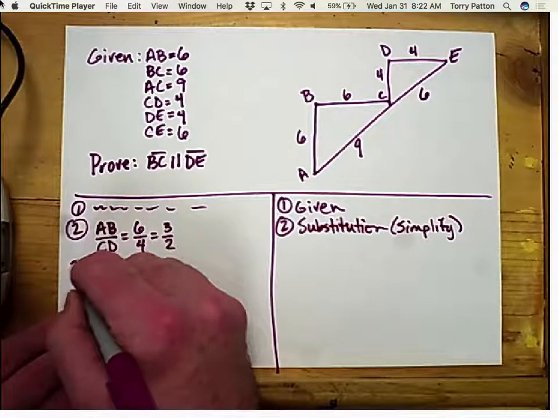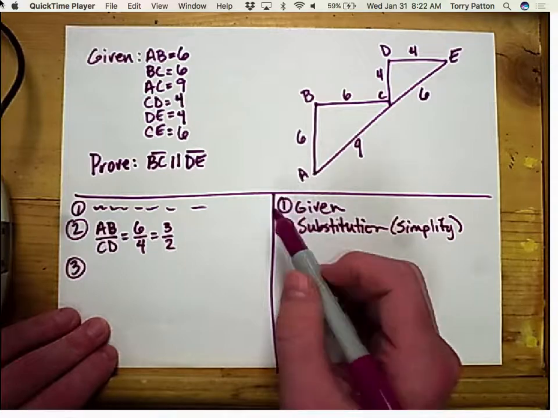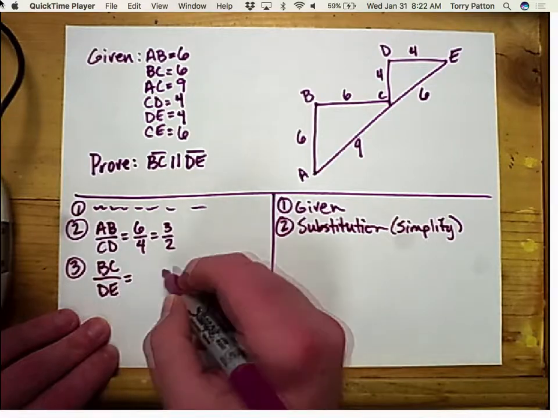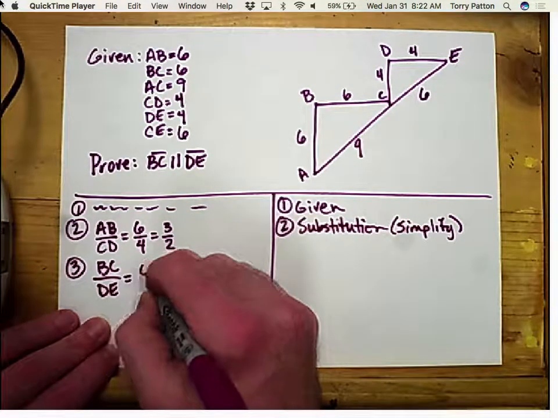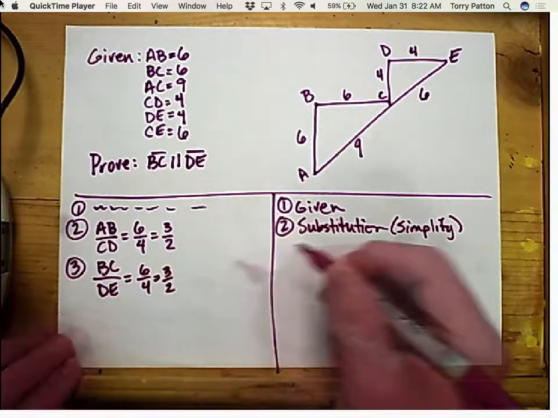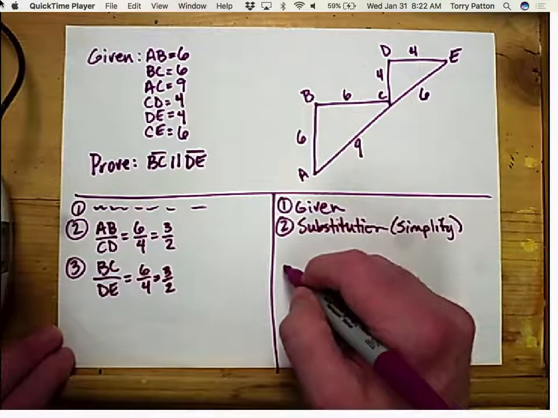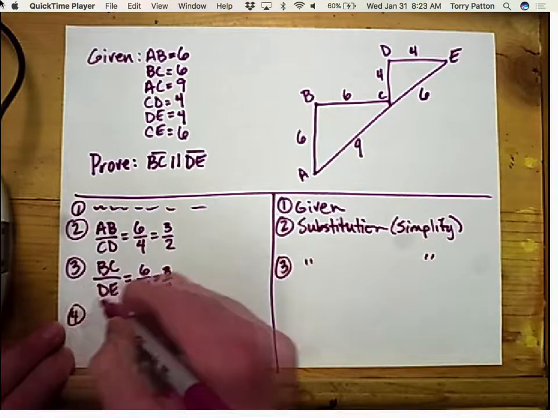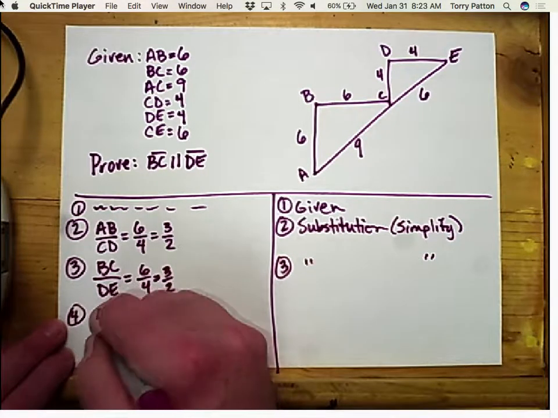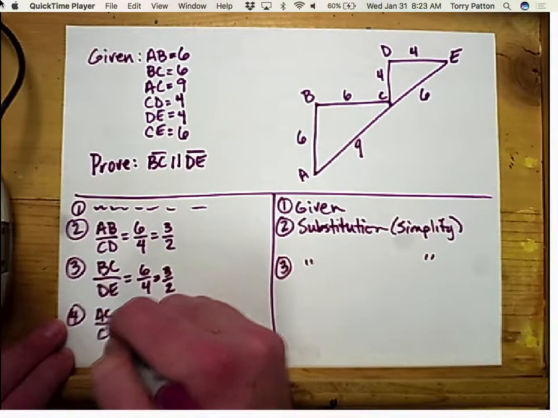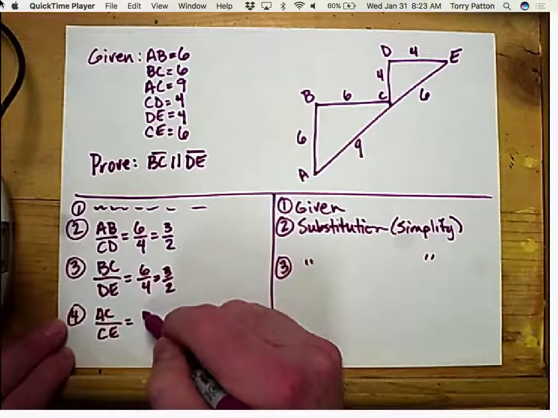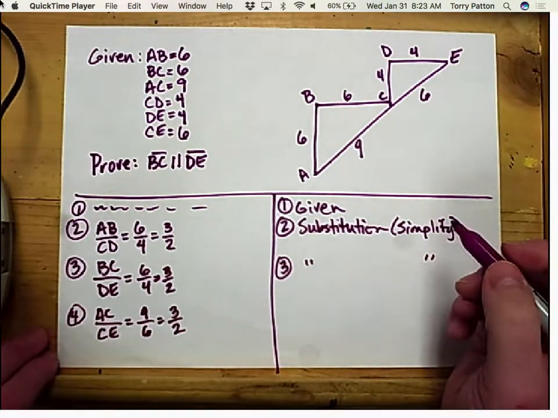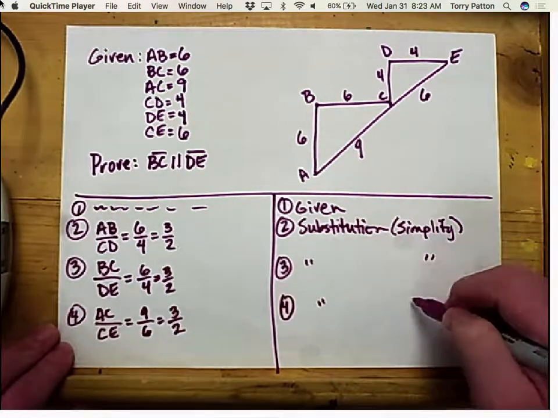All right? Likewise, what is BC over DE? Well, it also is 6 over 4, which is 3 over 2. For the same reason. And lastly, what is AC over CE? Well, that is 9 over 6, which is 3 over 2. For the exact same reason.